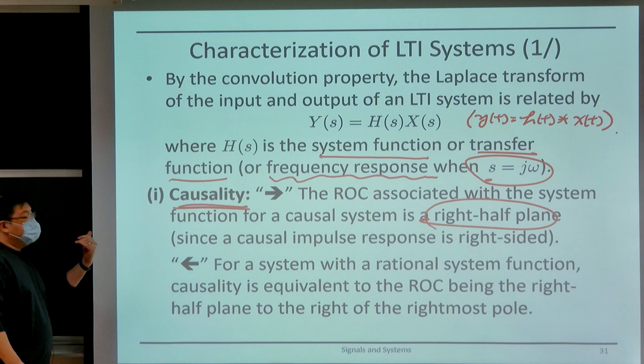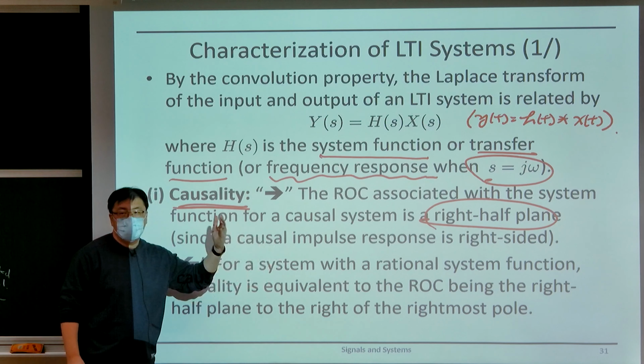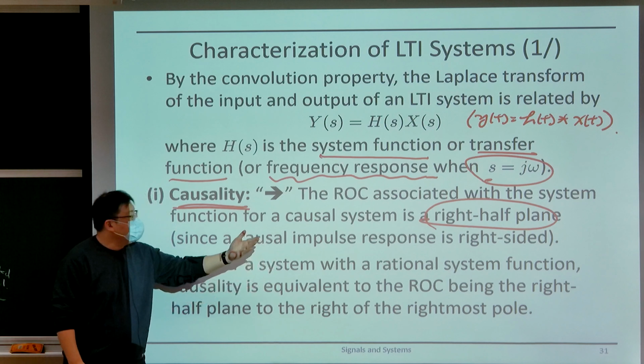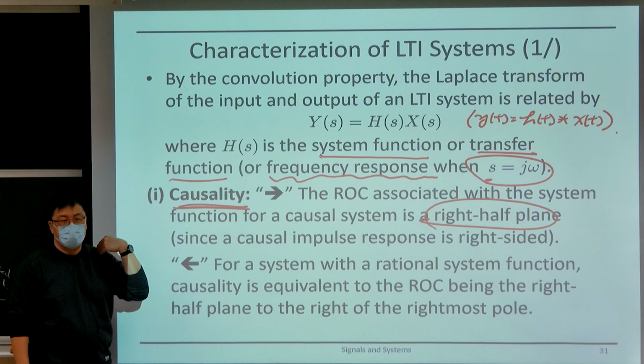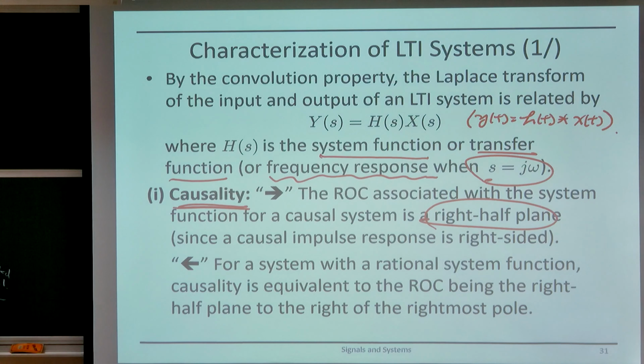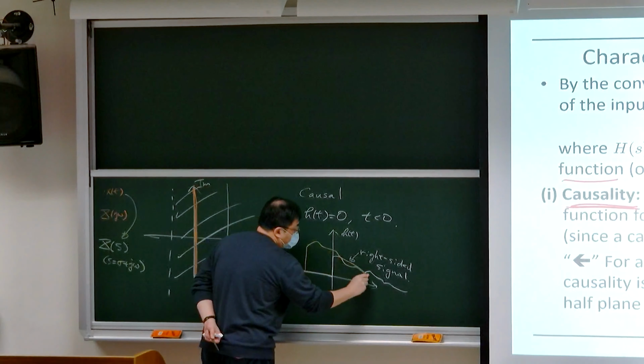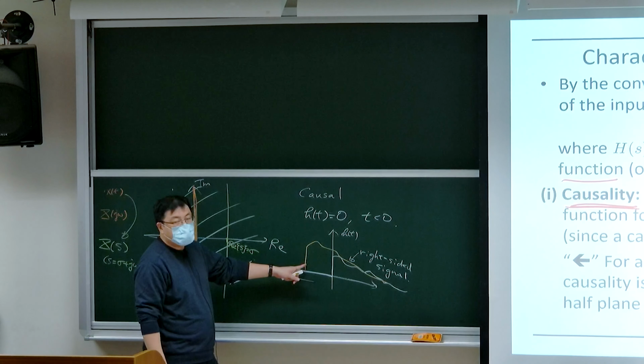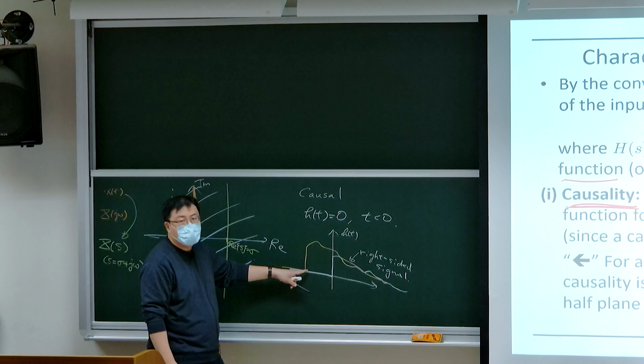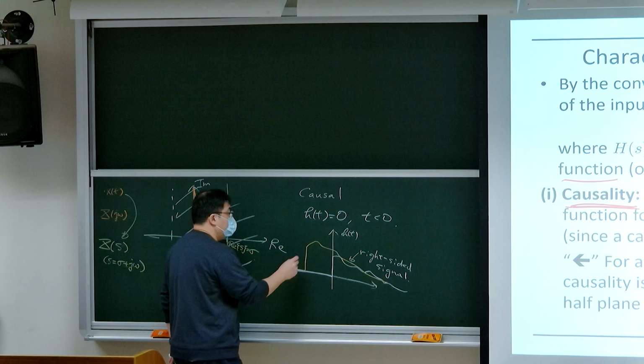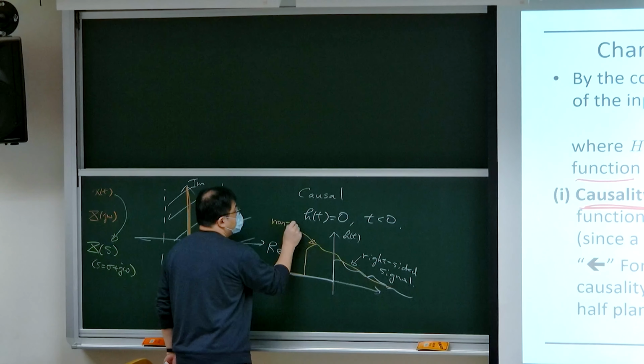Now, how about the other way around? Suppose you know that the ROC is the right half plane. Can you infer that the system is causal? Now, you actually cannot, because if you know that the ROC is the right half plane, you only know that the signal is right-sided. And a right-sided impulse response may look something like this. So if you have an impulse response like this, you have a response before time 0, and therefore this is not causal. Okay? So this is non-causal.